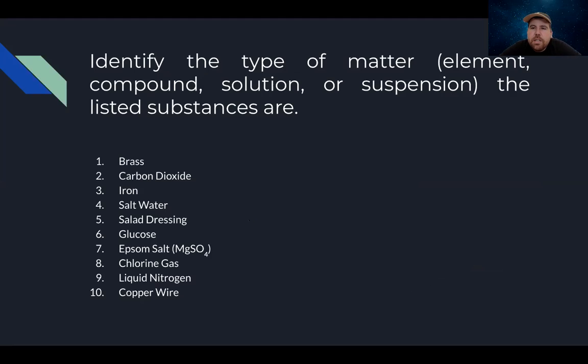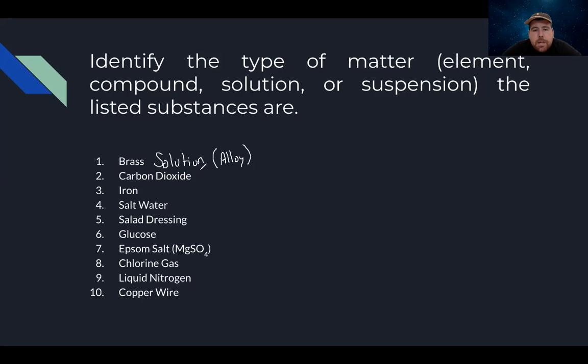So what I want you guys to do here is practice looking at the different types of compounds, elements, solutions, or suspensions that we could have. I'll help us out here. So earlier up on our previous slides, we actually had brass as one of the examples. Brass is actually going to be a solution. As far as this goes, it's an alloy. Alloys are types of solutions. They are mixtures of metals.